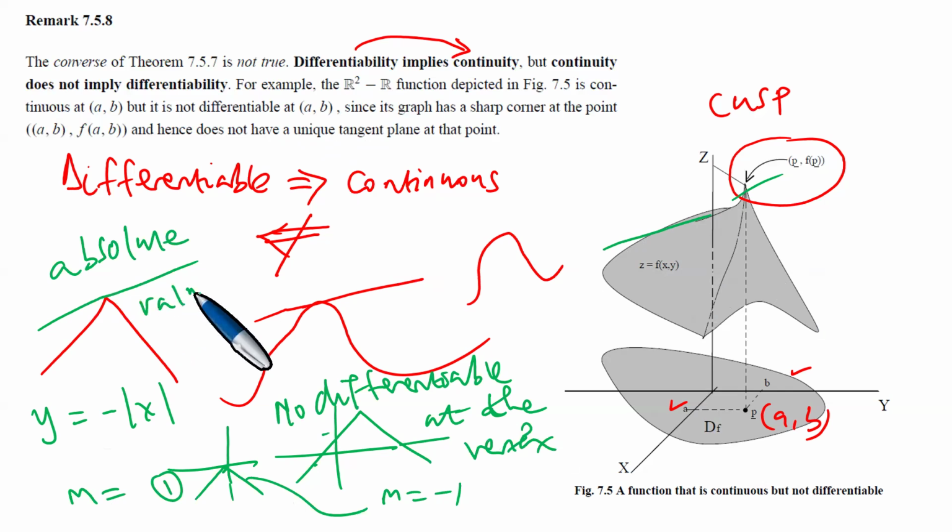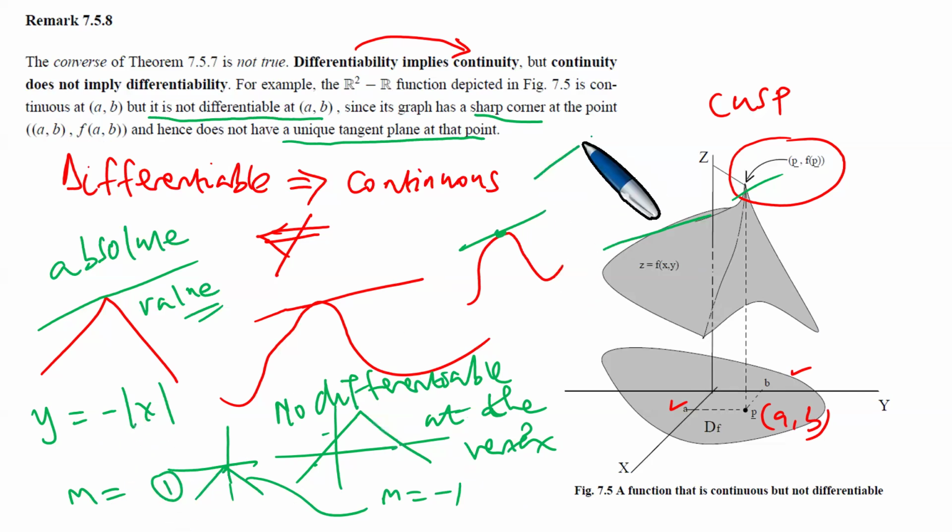Absolute value functions we study in first year. But now the functions must be smooth for us to speak of differentiability. This one is an example of a case where it's not differentiable at (a, b) since its graph has a sharp corner at that point, and hence does not have a unique tangent plane at that point. So there's no way you can attach a unique tangent plane there. Why? In first year, the absolute value function is one easy example used to show that the absolute value is continuous, because continuous means there's no gap, there's no break.